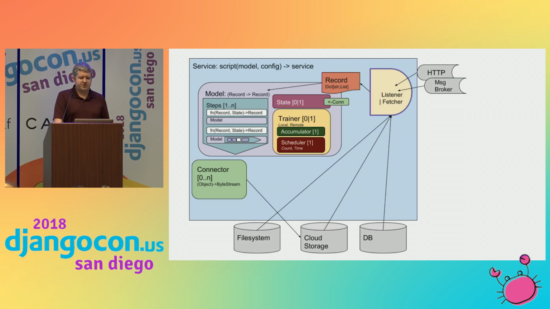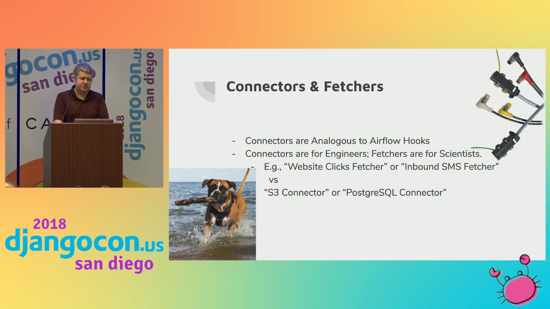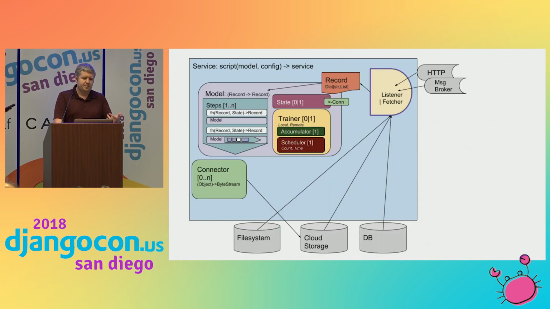Connectors are a useful abstraction for putting things in byte streams. A file is a byte stream. You want to save things to files, use a connector. Connectors and fetchers are a little different. One's for data scientists, one's for engineers.